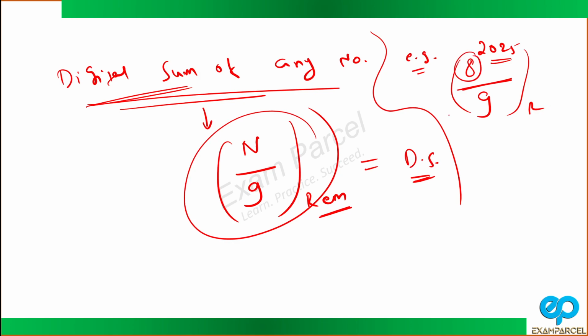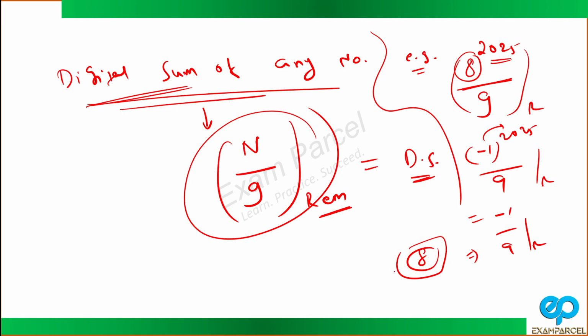Now 8 will give me a negative remainder of -1. So -1 raised to the power 2025, remainder by 9. Now -1 raised to an odd power is always going to give me -1 remainder by 9, and this will give me 9 minus 1, that is 8. So our digital sum is 8, right? So the digital sum of this number is 8. This way we can leverage this particular property very efficiently.